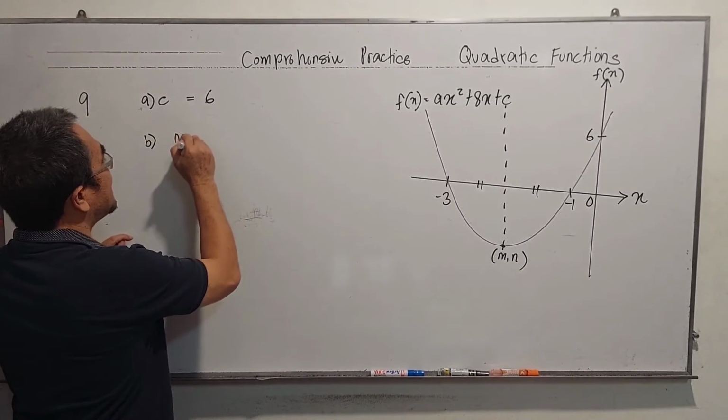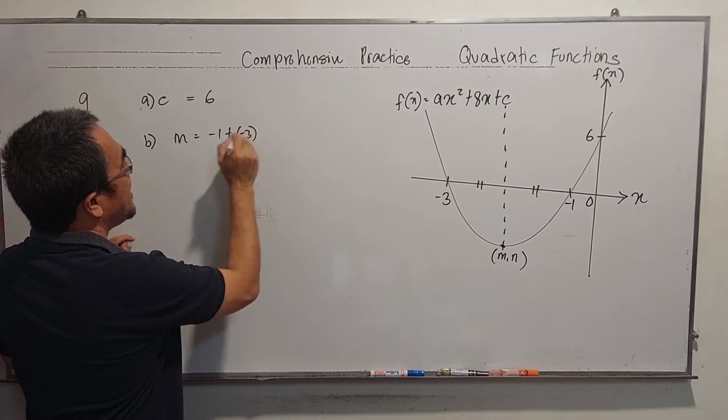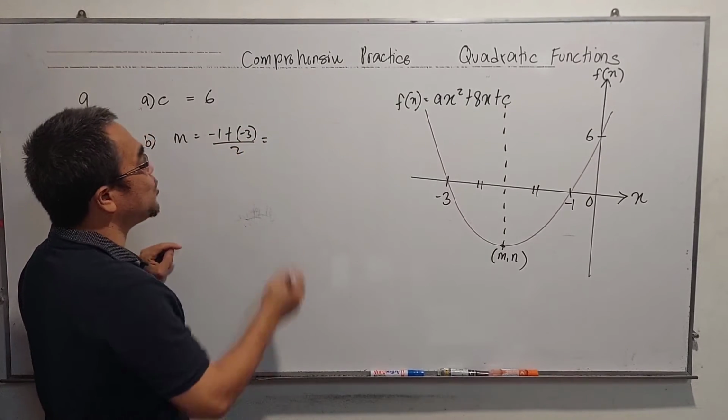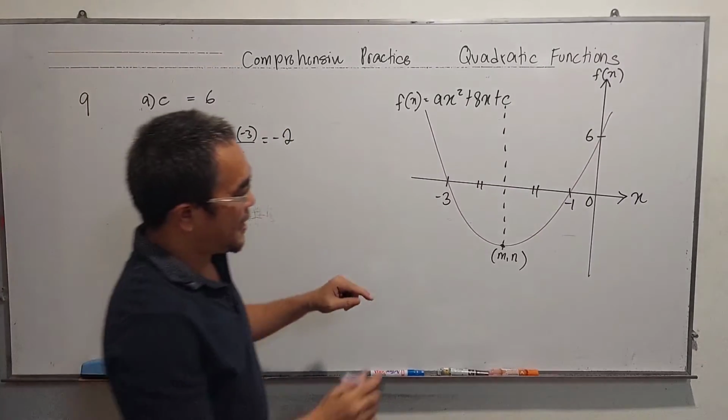So m is -1 plus -3 divided by 2. So -4 divided by 2 will be -2. So m will be -2.